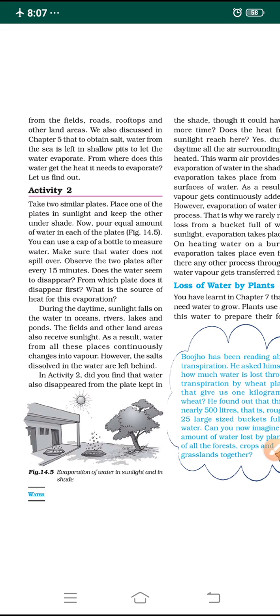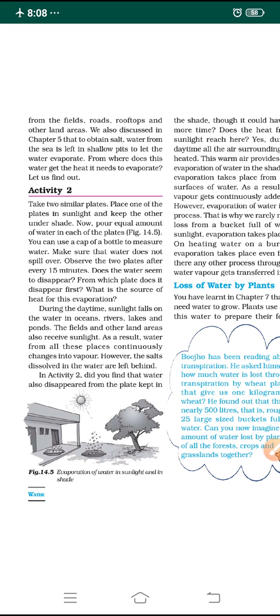That is from sunlight. During the daytime, the sunlight falls on the water sources in oceans, rivers, lakes, and ponds, and even on the fields and other land areas. They all receive the sunlight. As a result of this heat from the sunlight, the liquid water from all these sources continuously changes into vapor form.